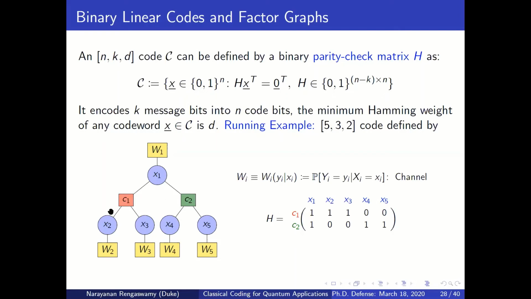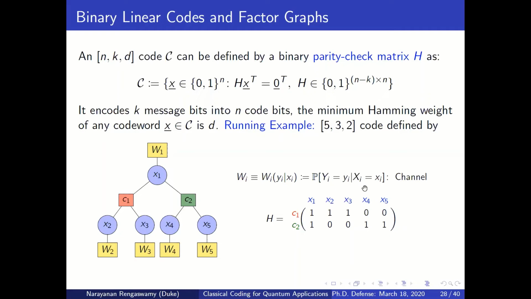And every node attached to it, in this case x1, x2, x3, should sum to 0 mod 2. And similarly, the second constraint is that x1, x4, x5 should sum to 0 mod 2. And so that's called the factor graph representation of this linear code. And these WIs represent channels.